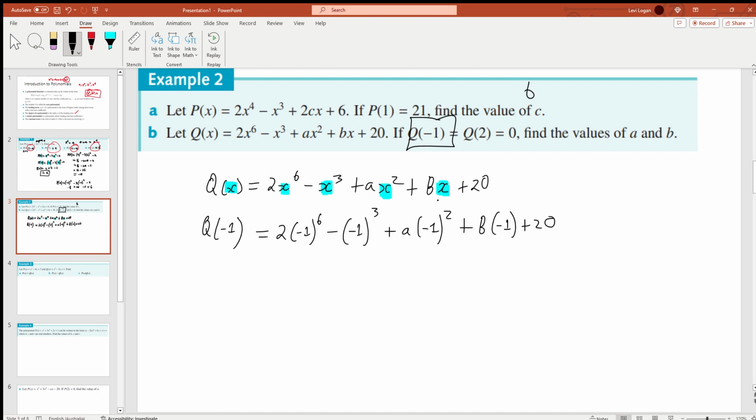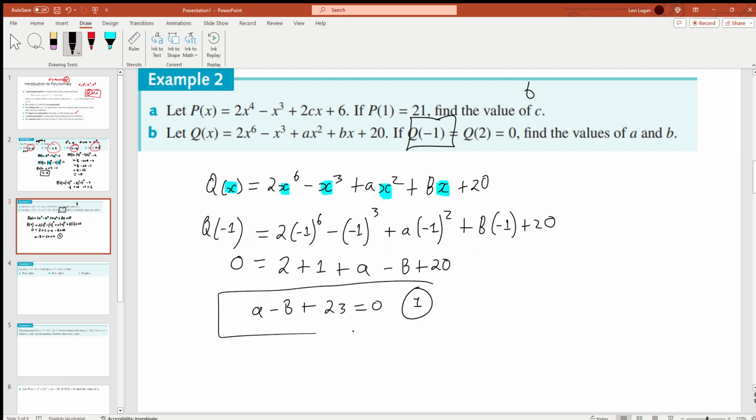Now you notice I included brackets everywhere, because this power is affecting the -1. You cannot exclude the negative sign because of the power. This term here is even, so you're going to get 2. This term's odd, so it's -1 times -1, which is +1. Here you're going to have positive a, and here you're going to have minus b, plus 20. Now we're told this is equal to 0. So if I combine everything, I get a minus b plus 23 equals 0, and that is equation 1.